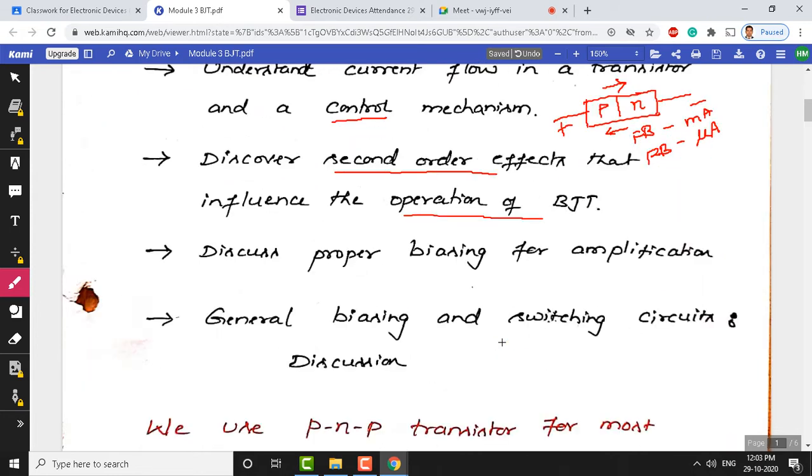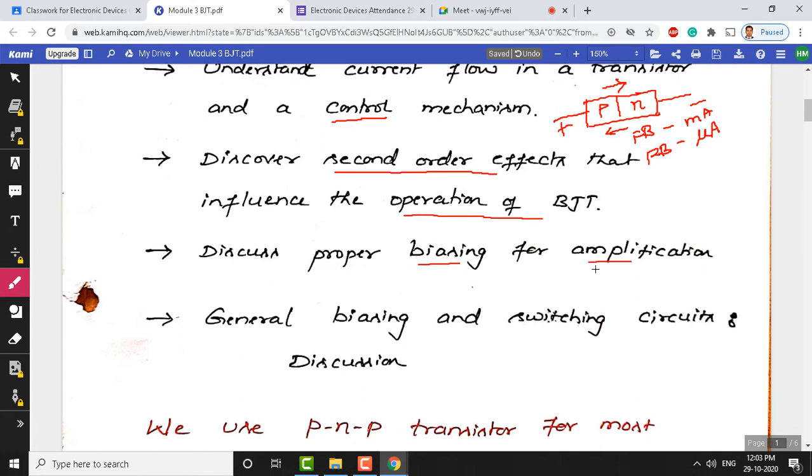Biasing also plays an important role. Whenever we use BJT from an amplifier point of view, we need to establish proper biasing. I mean, the operating point has to be set properly, so that the BJT is operated in the active region. For faithful amplification, with the proper operating point, we need to establish biasing. Various biasing schemes are there, so we need to identify which biasing schemes help us operate BJT in the active region, so that it can be used as a faithful amplifier.